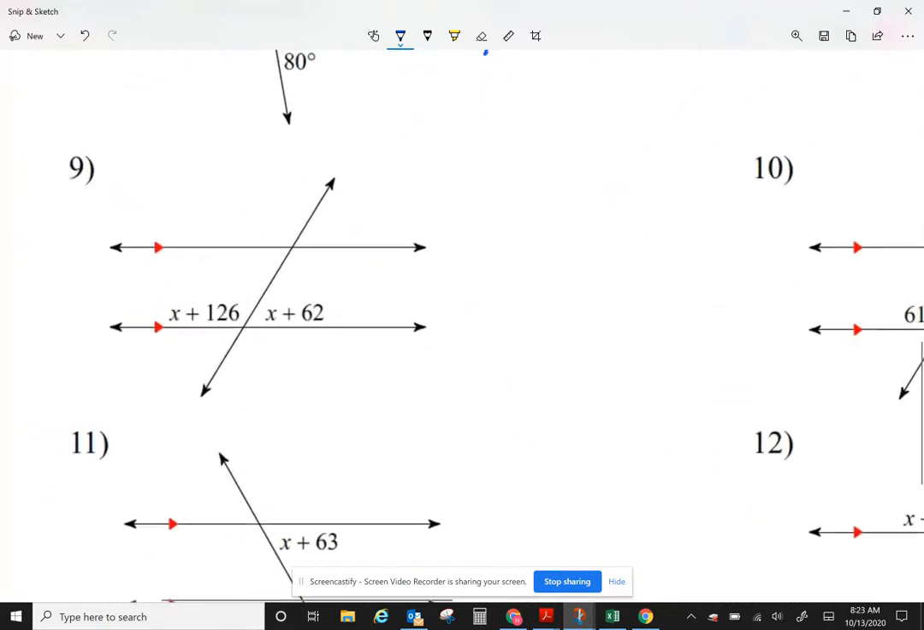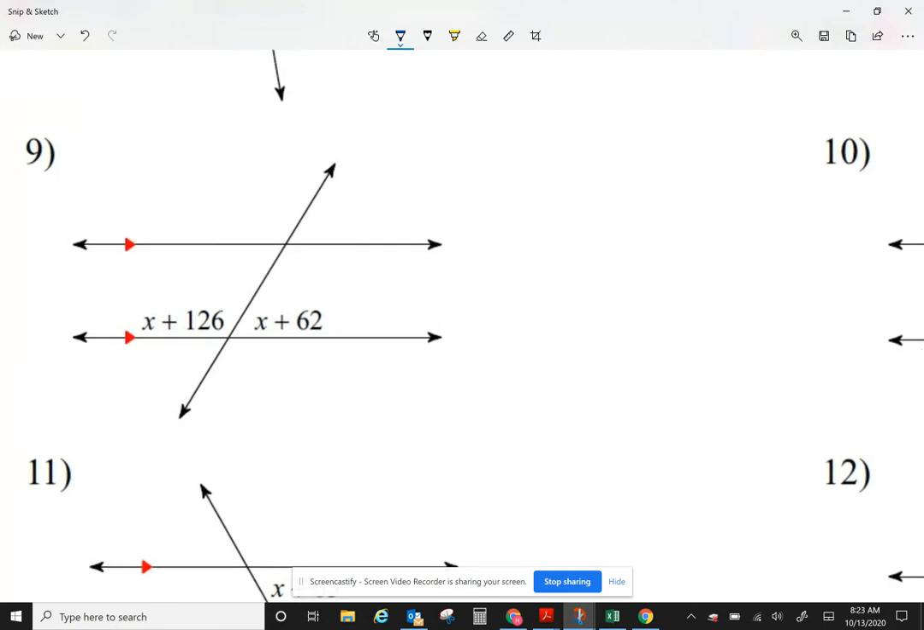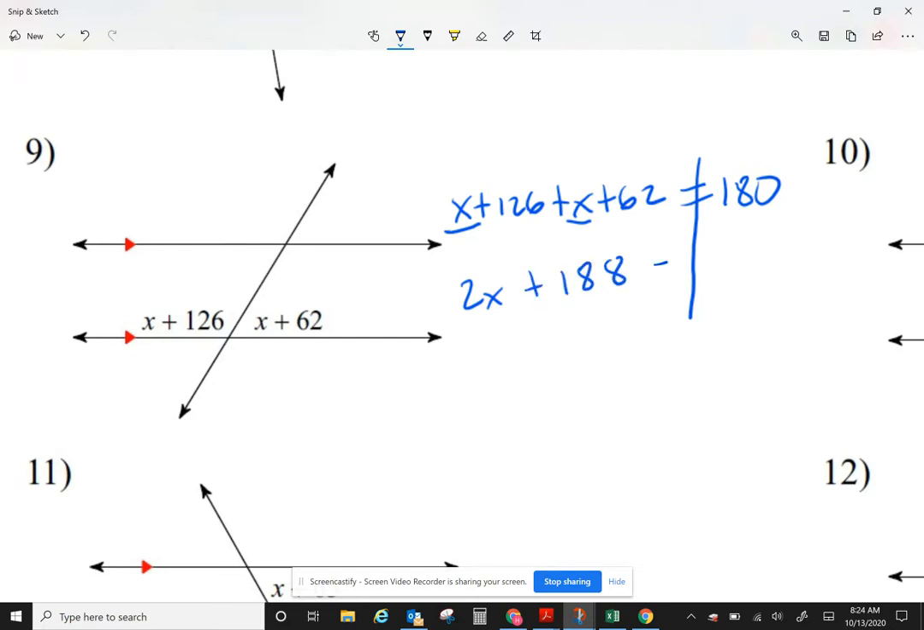Here we have an example of linear pair. So the way I'm going to solve this, I'm going to add the two angles, x plus 126 plus x plus 62, and then I'm going to let them equal to 180. Let me separate my sides to the equal sign. Let me simplify the left a little. 1x plus 1x, that's going to give me 2x. 126 plus 62, that's going to give me 188. And this is equal to 180.